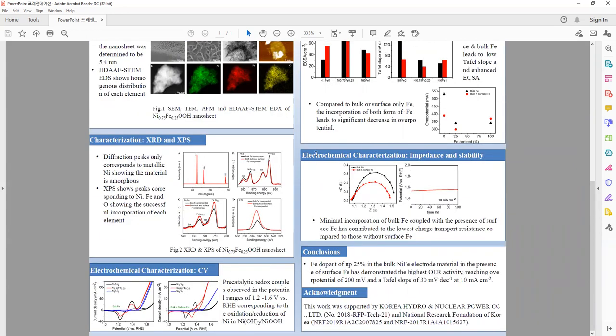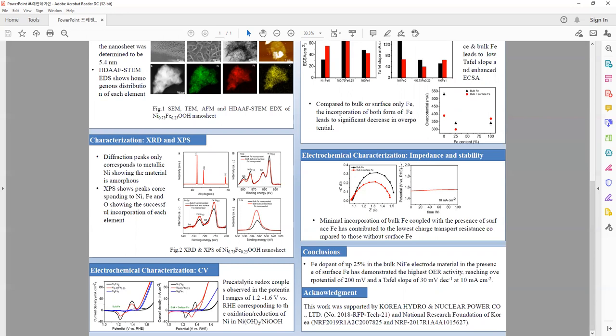The other parameters that we characterized are the impedance and the stability of the material. The first one is electrochemical impedance. Minimal incorporation of bulk iron coupled with the presence of surface iron has contributed to the lowest charge transport resistance compared to those without surface iron. Compared to this one, the red one, which contains bulk and surface iron, has the lowest resistance.